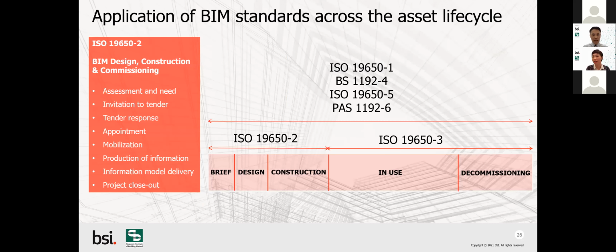I want to now bring you through how you look at BIM standards across the asset life cycle. On the left, I'd like to go a little bit deeper into what 19650 Part 2 is. What does it mean to you? For all of us in the build sector, be it a client, a specifier, a contractor, a supplier, or a subcontractor, 19650 Part 2 is relevant to everyone in this ecosystem. Why? You look at the title: BIM design, construction, and commissioning. It states everything from the start.